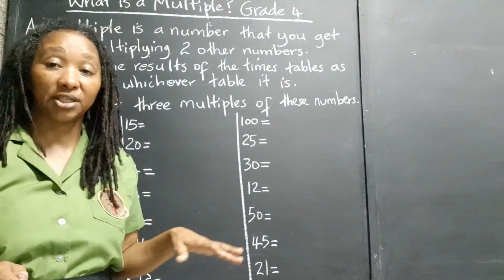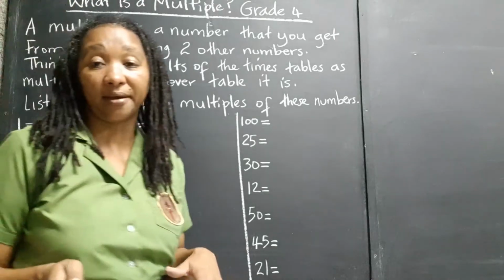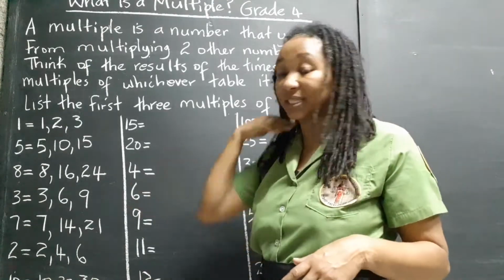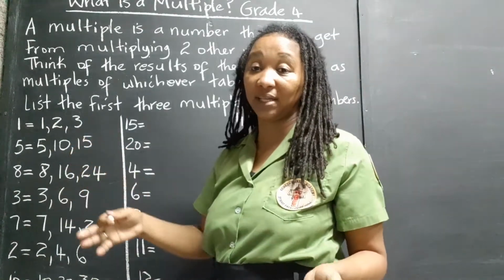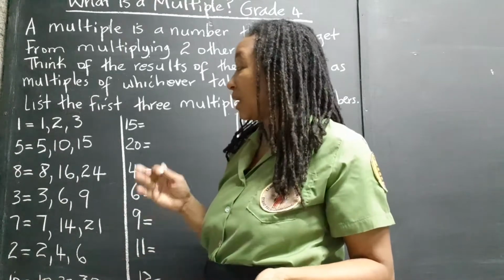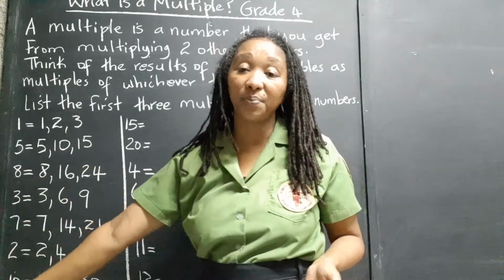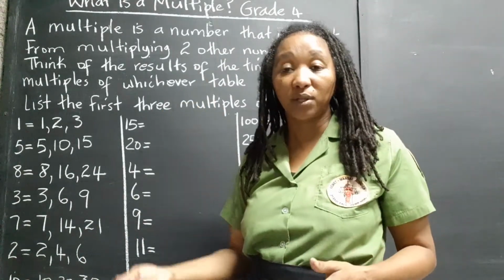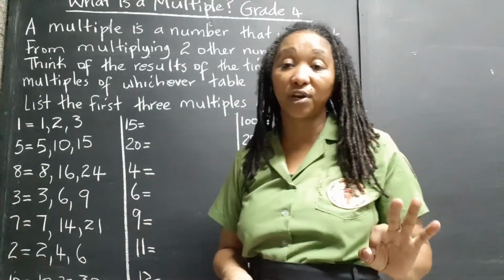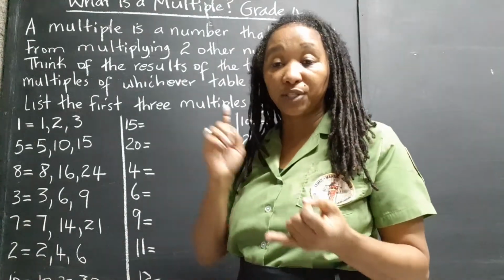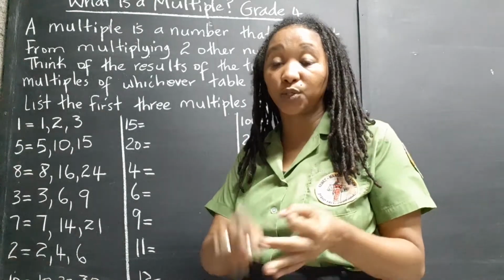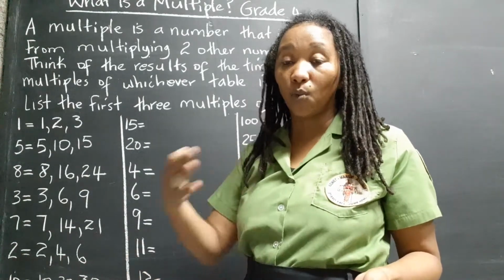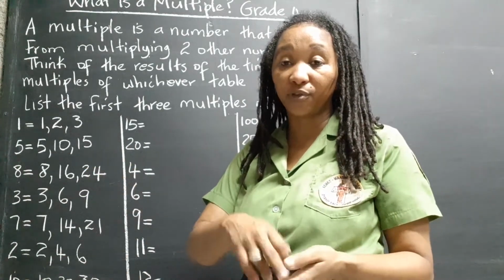So do you get the gist of it? When we're asked to list any number of multiples, we're really just listing the times tables. That's what it boils down to. We're listing the times table for whichever number we're being asked to list the multiples of. Because you get a multiple by multiplying the number by something, and if they want the first 3, you're going to multiply the number by 1, by 2, and by 3. If they want the first 5, same thing: multiply it by 1, 2, 3, 4, 5.